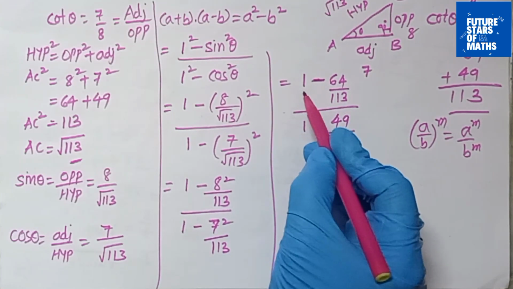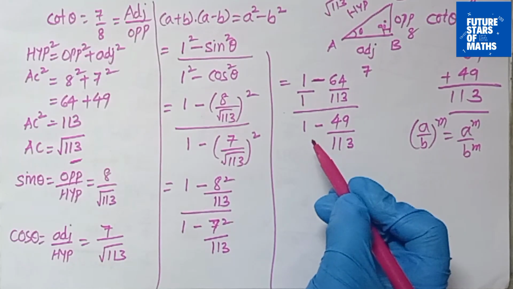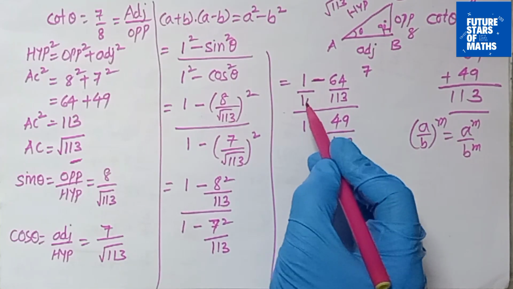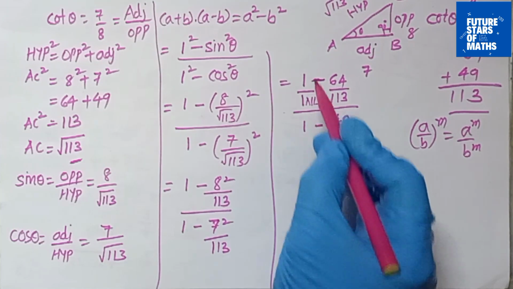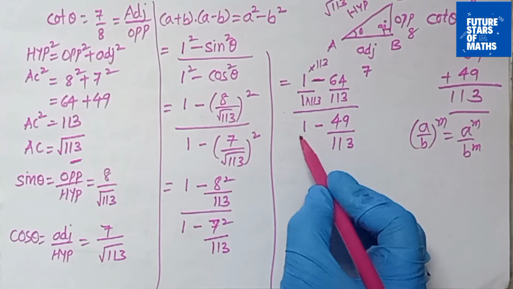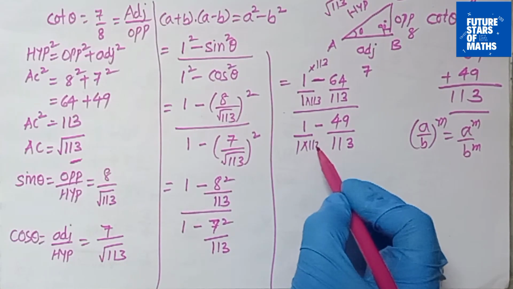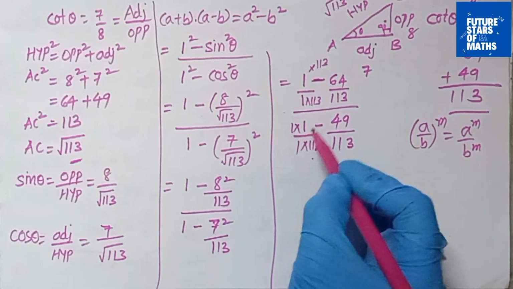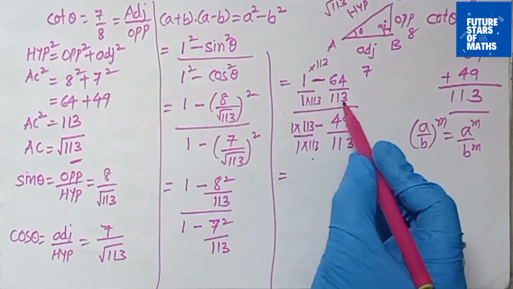So to change, what we'll do? We'll draw a line and write by 1 here. Then whatever is here, that number we have to multiply here to make it equal. When we are multiplying anything in the denominator, the same number should be multiplied in the numerator also. So we will write this as 1 by 1 and multiply with 113 in the denominator. When we are multiplying in the denominator, we have to multiply in the numerator also. So now both became like fractions.